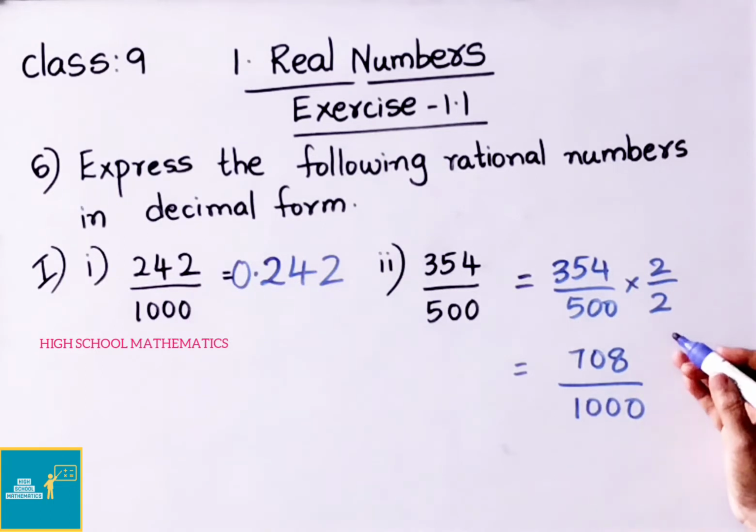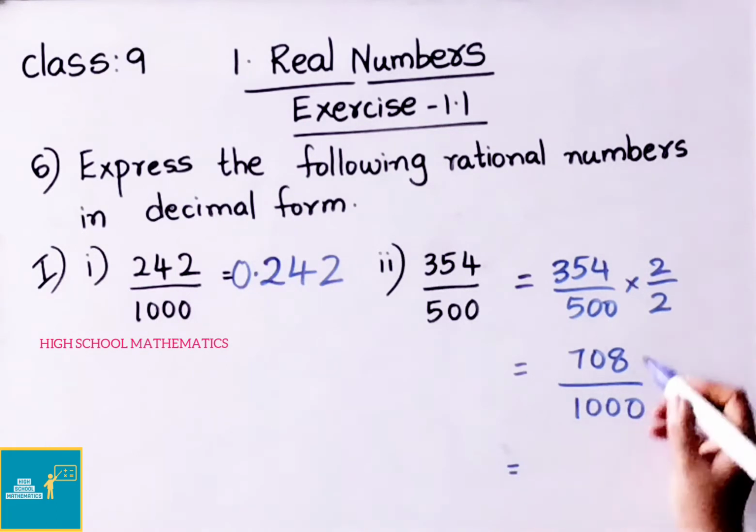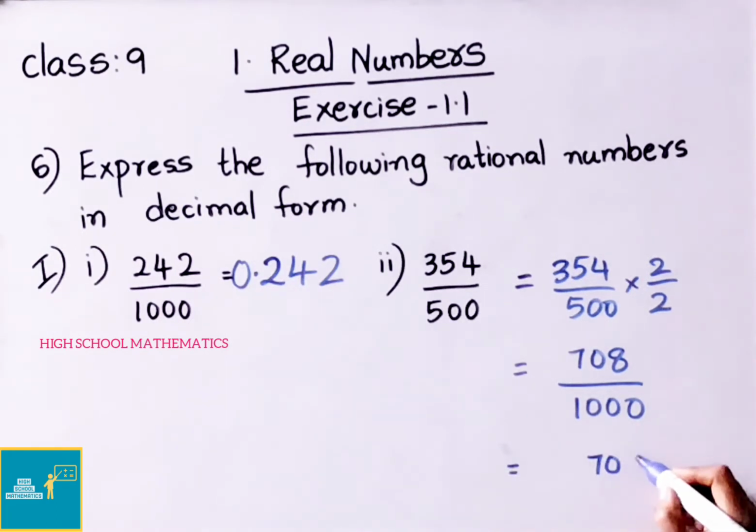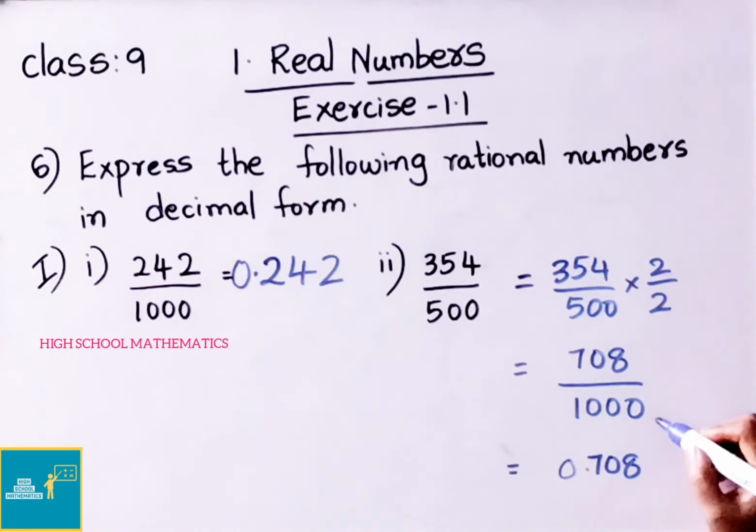Now this rational number we can convert into decimal form. Write down the numerator 708. From the right side, 3 digits before, place the decimal and write down 0. Why? Because the denominator we have is 1000, so 3 digits before we place the decimal. So the answer is 0.708.